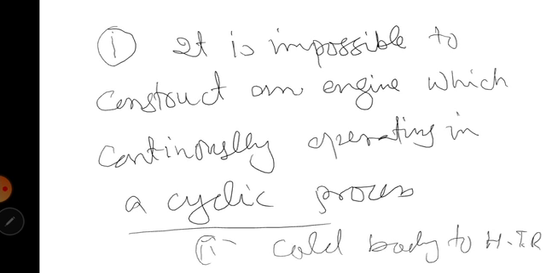So both statements are accurate in their own position. Lord Kelvin stated that no heat engine can continuously operate in a cyclic process, meaning there will be loss of energy. Heat cannot be converted completely into work. Some of the heat is rejected to the surrounding. And the Clausius statement says that heat can be made to flow from a cool body to a hot body by the expenditure of energy.